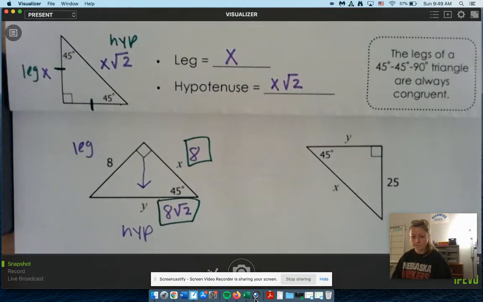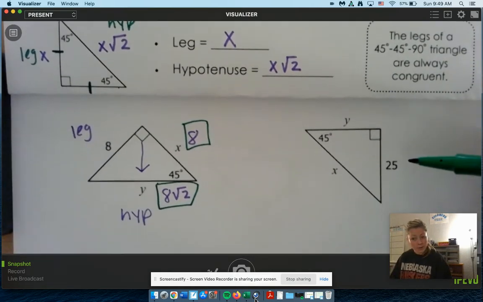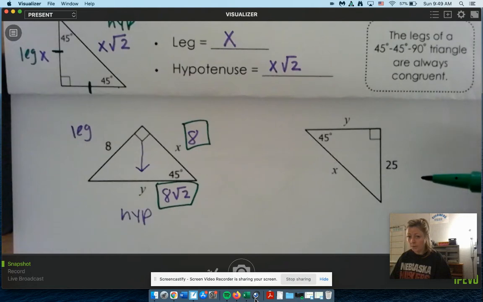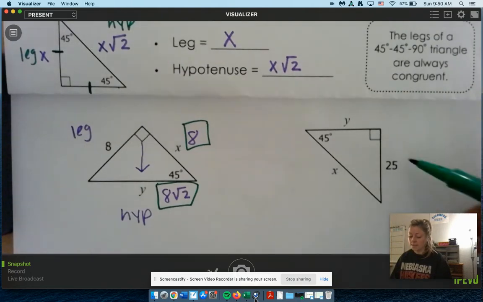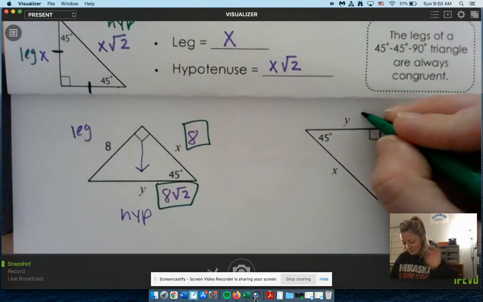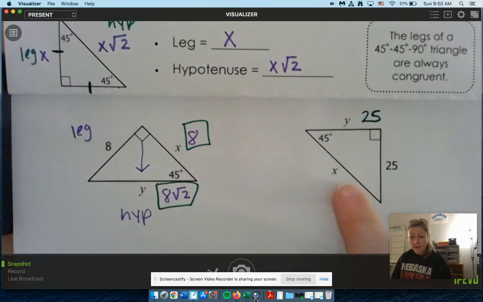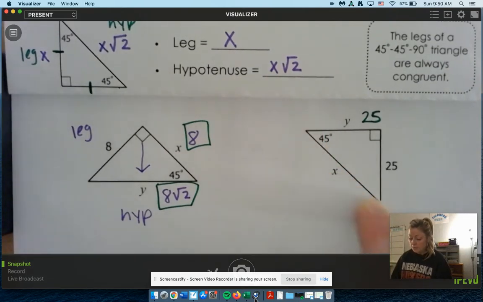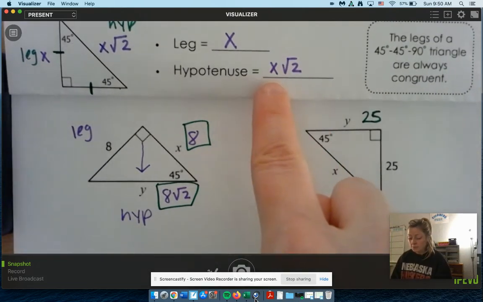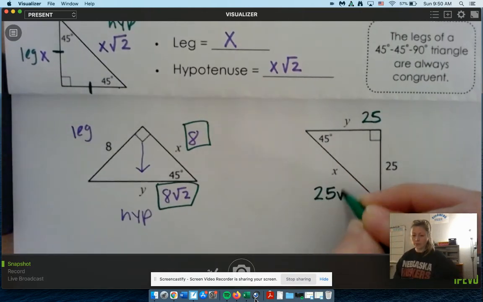Okay, let's try this one. Same idea. We have to identify what's 25. Is 25 a leg or a hypotenuse? And I hope you're thinking with me, this is definitely a leg, because here's our hypotenuse. So now what other side is 25? Y. Yes, good job. I knew you were thinking that. Kudos to you. Woo woo. Okay. Now to find your hypotenuse, right here, we just take our leg times root 2. So 25 root 2.